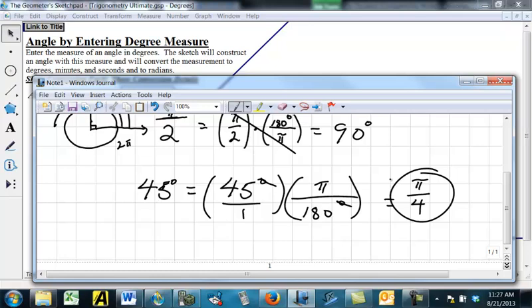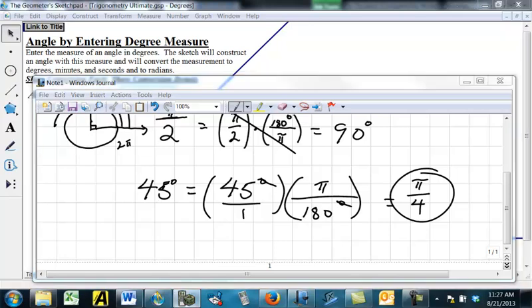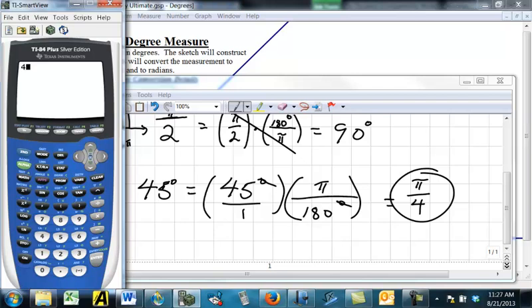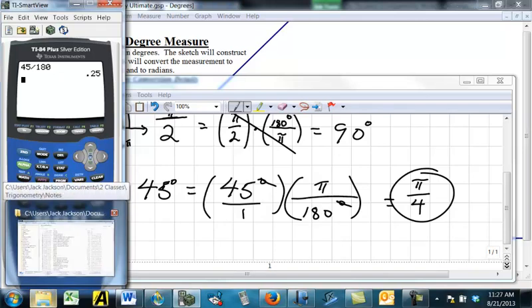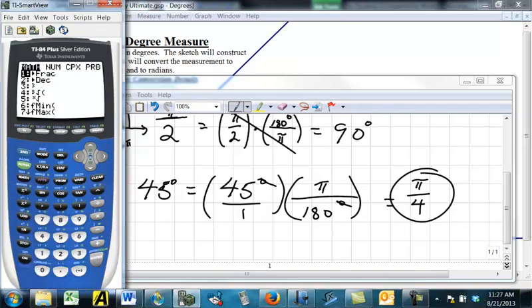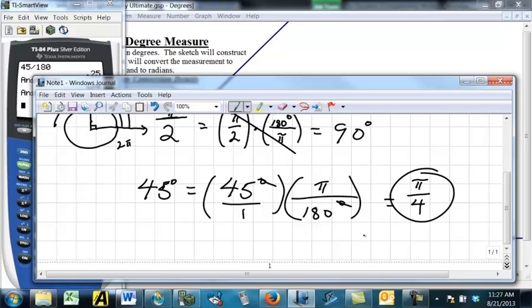And if you want an exact answer, you're going to have to leave the pi in there. If we need an approximation, then we can take our 45 divided by 180, which is 0.25, or as a fraction, 1/4, so it's pi times that, or pi over 4. So we multiply that by pi. This will be a decimal approximation, about 0.785398.